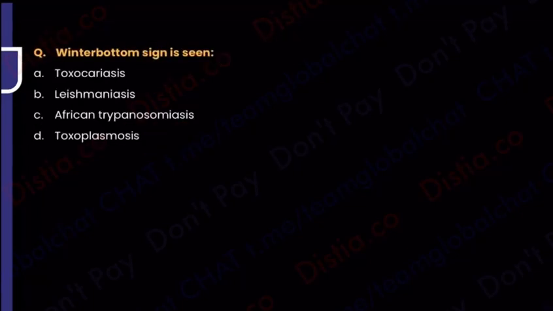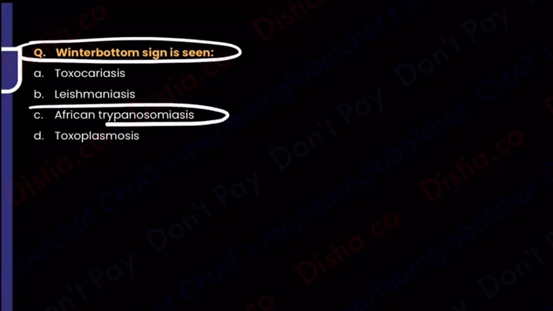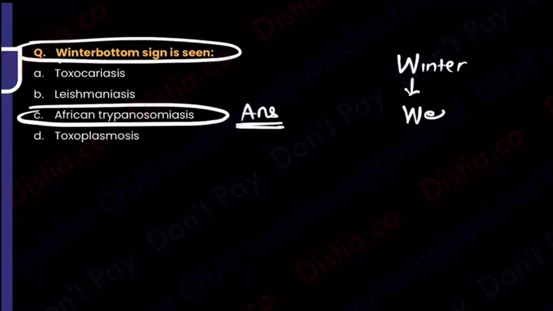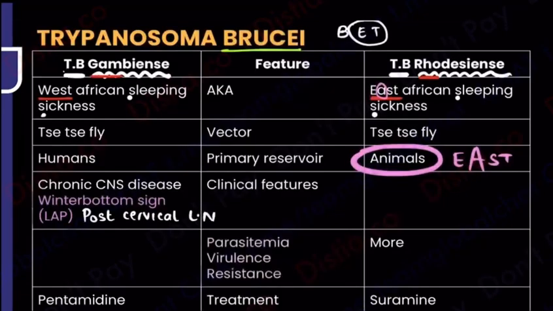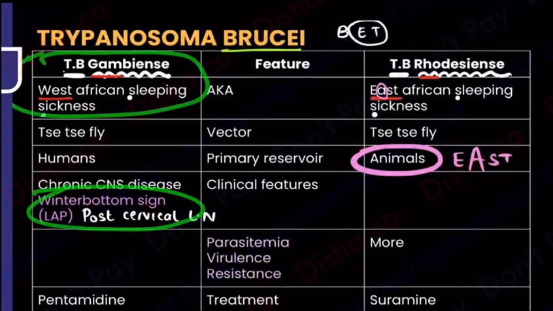And one last question. Winterbottom sign is seen in. So first and foremost, Winterbottom sign was seen in African trypanosomiasis. There is no doubt about it. But students get confused between East African or West African. So W for W. Winterbottom sign is going to be seen in West African sleeping sickness. So please remember, what was Winterbottom sign? Can you recall that? So I hope there is no confusion. That is what I want to sort out in this last thing. Winterbottom sign, West African, meaning posterior cervical lymph node is how we were noticing it. Posterior cervical lymph node in West African sleeping sickness.